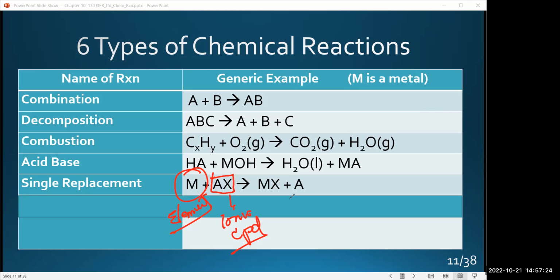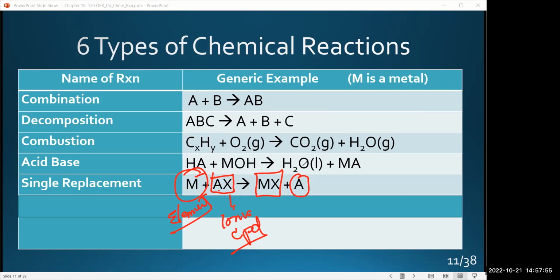Now, if this reaction proceeds, what in effect is happening is the metal in elemental form gets converted to ionic form and combines with the non-metal. And so now where you had M by itself, now you have MX. Now the metal that was in the ionic form gets converted back into elemental form.